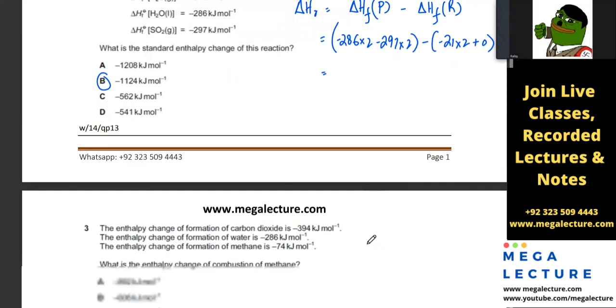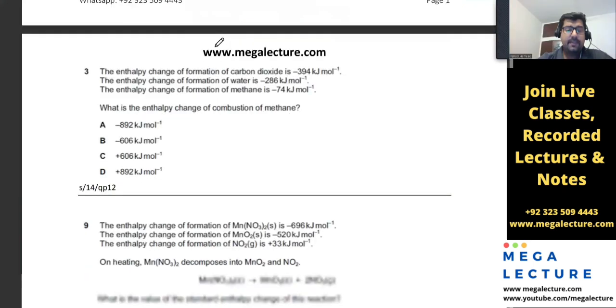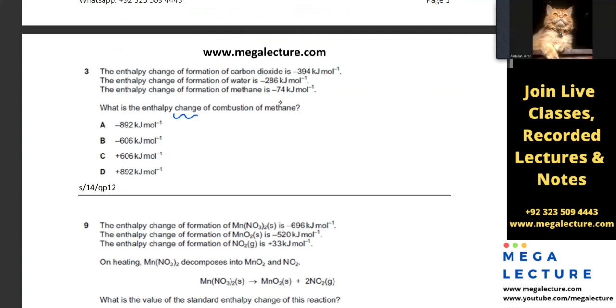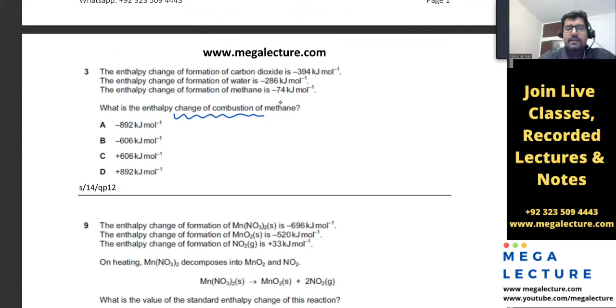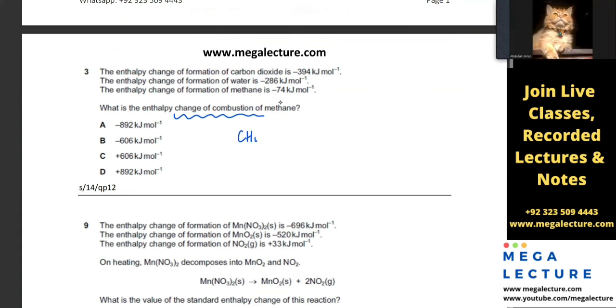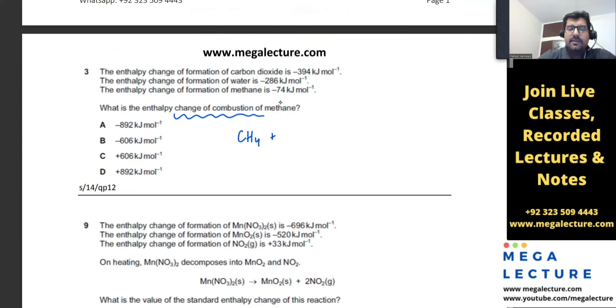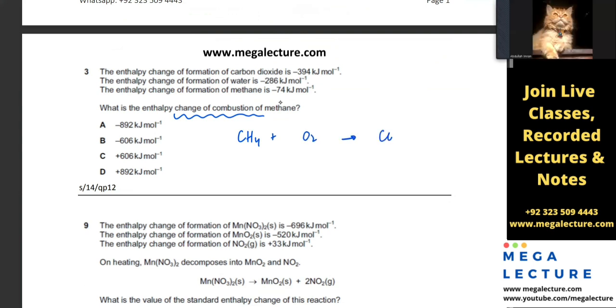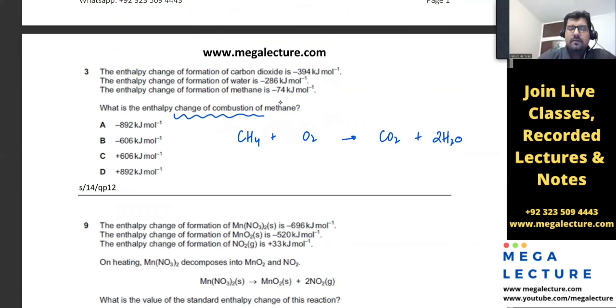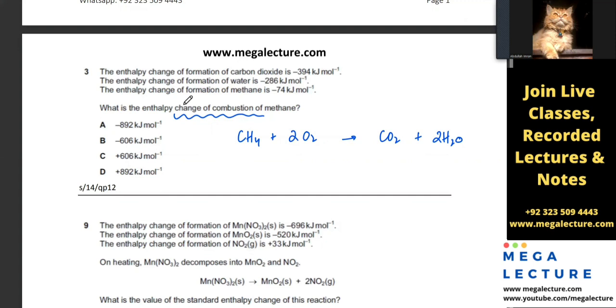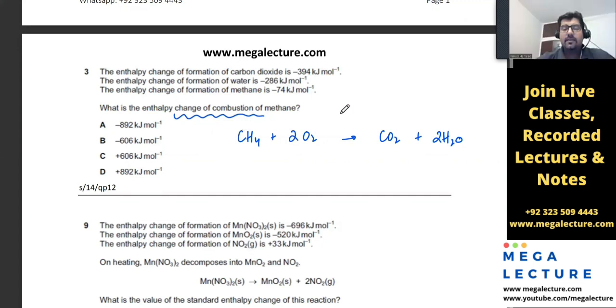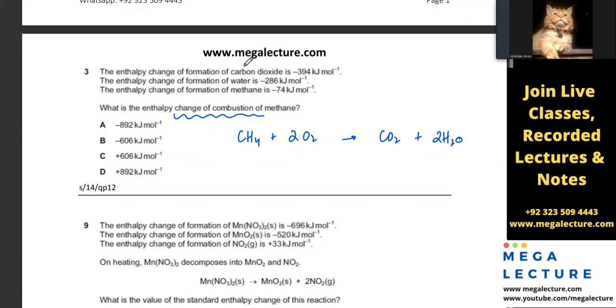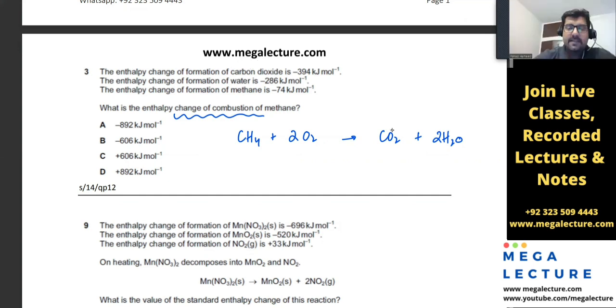So the next one is again, what is the enthalpy change of combustion of methane? Remember, again, repeating: what is the equation? Combustion of methane. That's burning methane, CH4, reacting with oxygen, producing carbon dioxide and 2 water molecules. And again, I repeat, this equation is irrelevant. What is the data that's given to you? You're given the enthalpy of formation of carbon dioxide, that's minus 394.